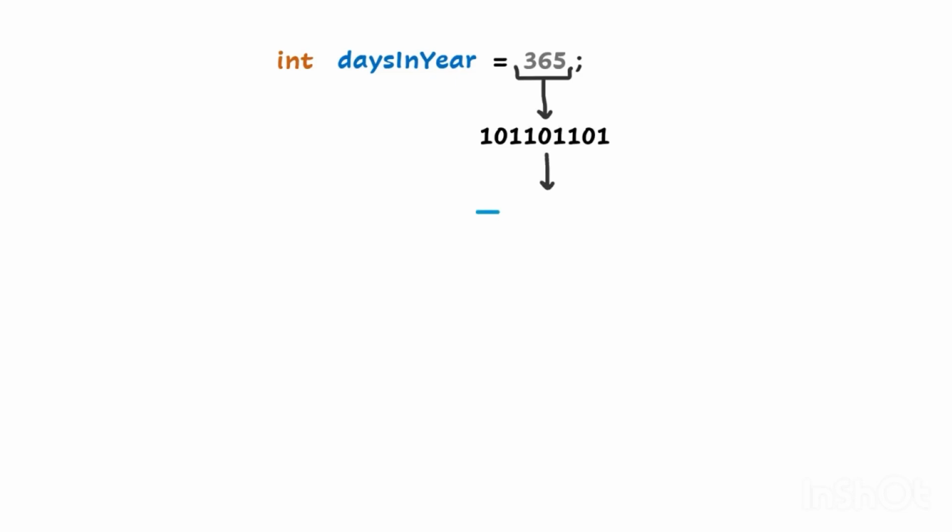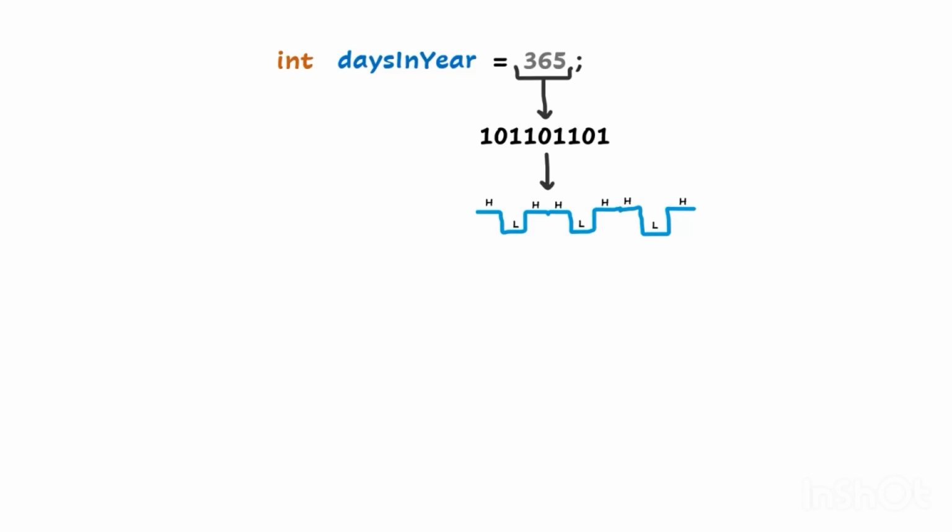When we say int daysInYear equal to 365, how is the number 365 stored in RAM? This number is stored in a binary form as 101101101, which means in terms of digital current, high, low, high, high, low, high, high, low, high.